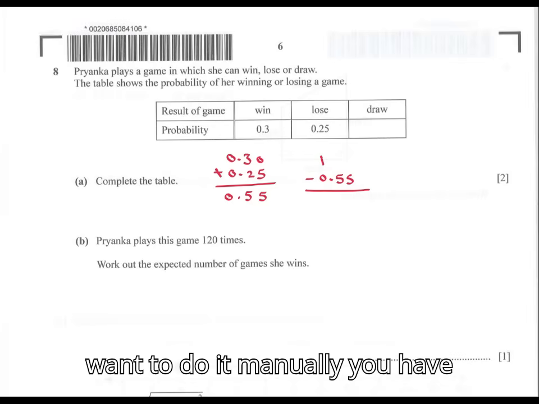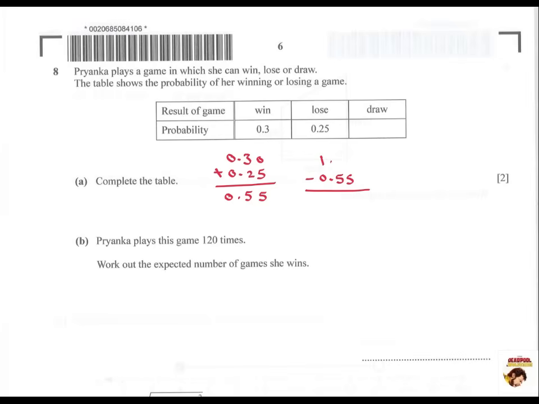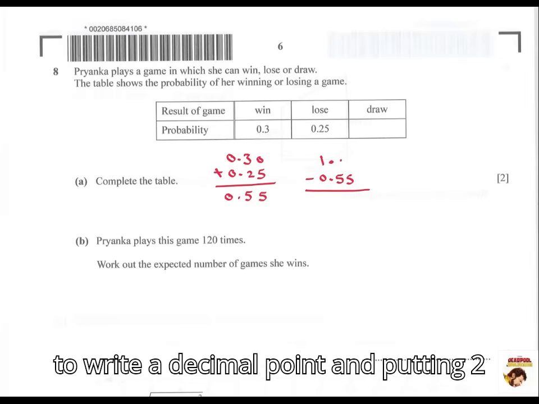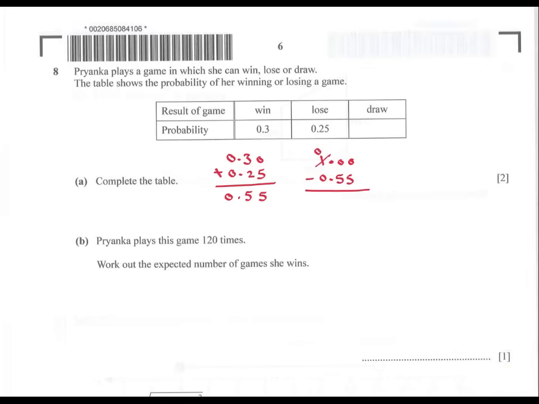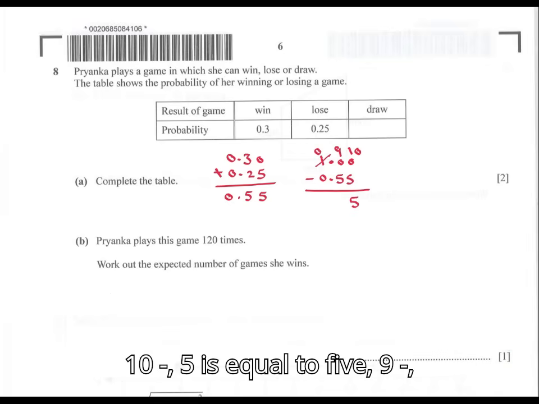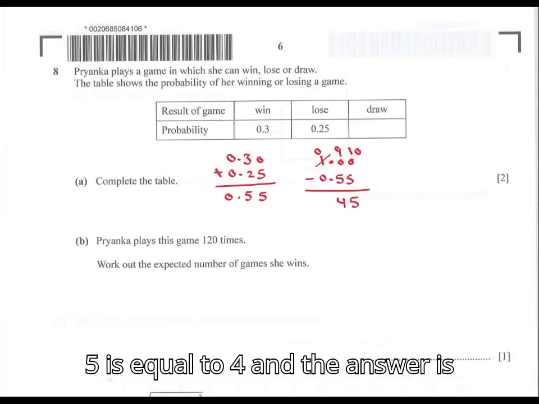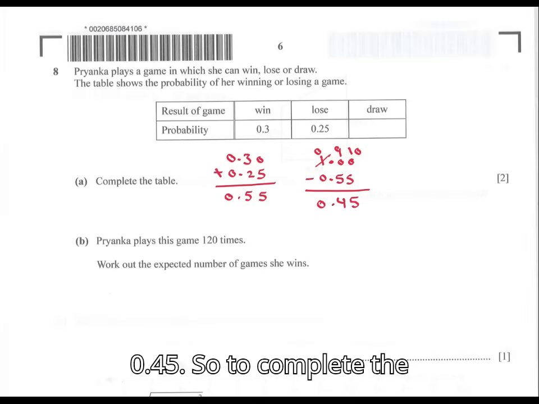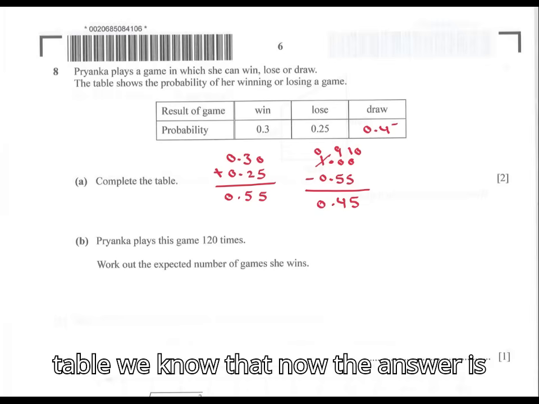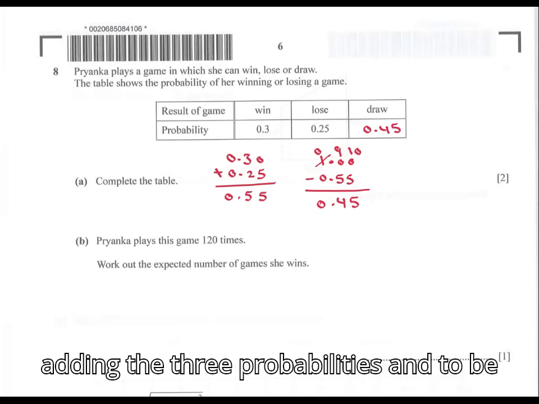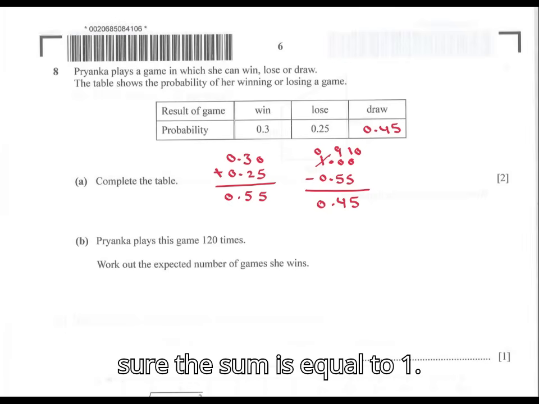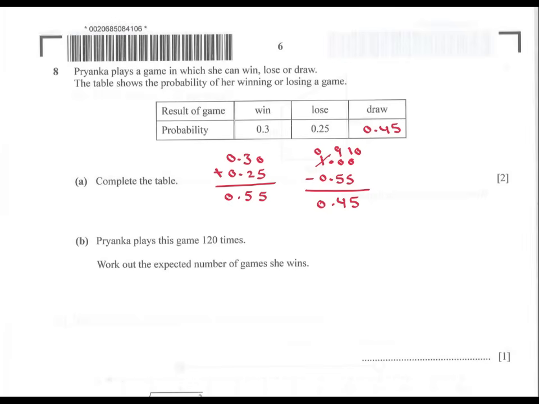If you want to do it manually, you have to write a decimal point and put 2 zeros. We have to borrow 1. This will be 0.9, 10. 10 minus 5 is equal to 5. 9 minus 5 is equal to 4. And the answer is 0.45. So to complete the table, the answer is 0.45. You can check your answers by adding the 3 probabilities, to be sure the sum is equal to 1.